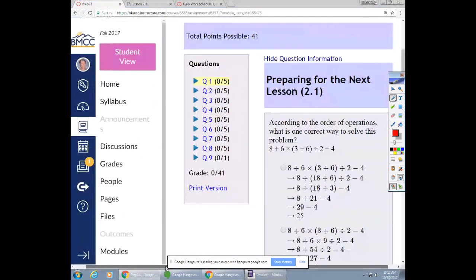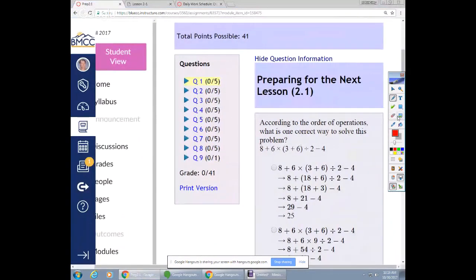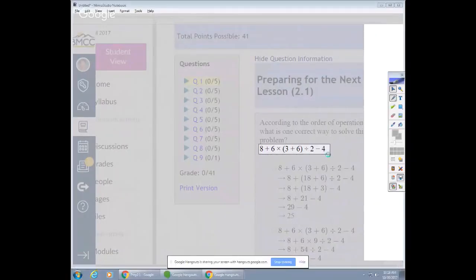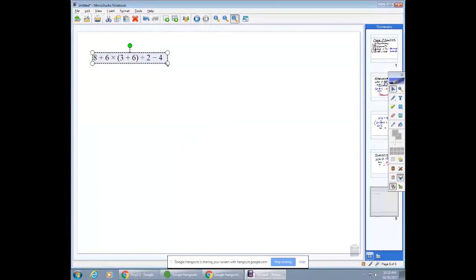Scoot over. So before we even look at those options, we're just gonna try the problem. So I'm just gonna copy this part, and let's walk through it together, and then we'll look back at the options and see what we can do. All right, so order of operations says you should do what's inside parentheses first. So I got to do the 3 plus 6.